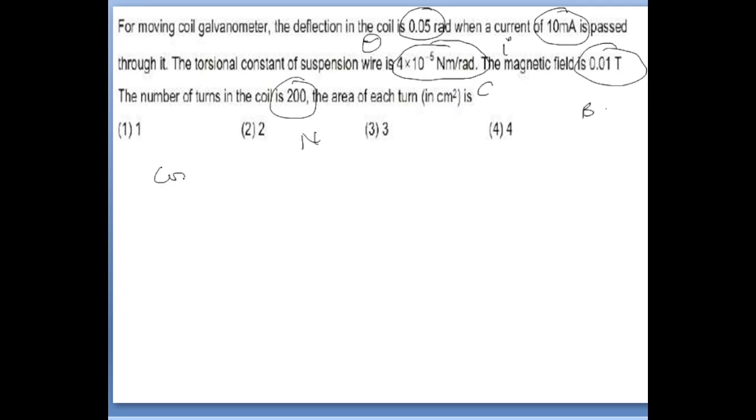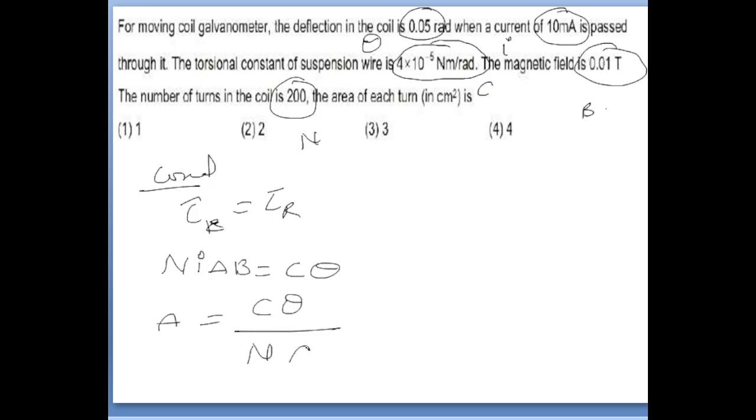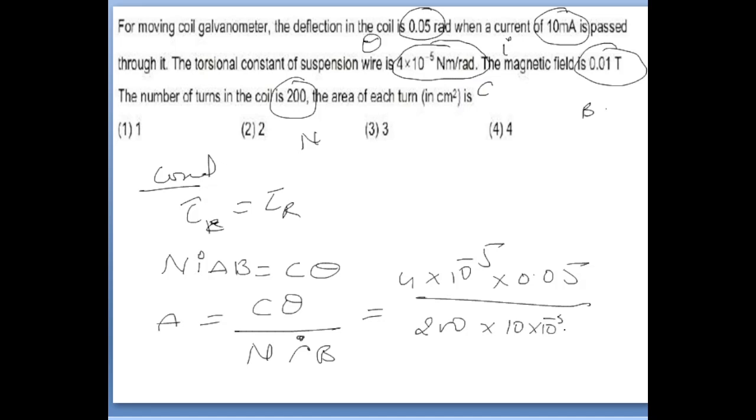So what is the condition? We know that the torque due to the coil is equal to the restoring torque. So what is the torque? NIAB is equal to C theta. He is asking for A, so you will get C theta by NIB. What is your C? 4 into 10 power minus 5. Theta is how much? 0.05 radian. N is how much? 200 turns. Current is how much? 10 milliampere, 10 into 10 power minus 3. Magnetic field is how much? 0.01.